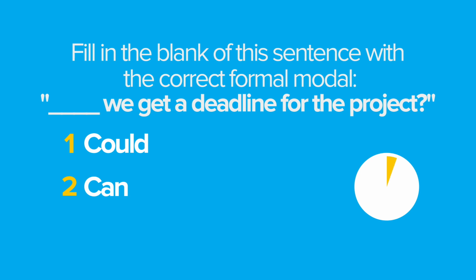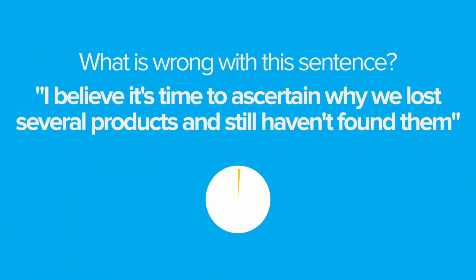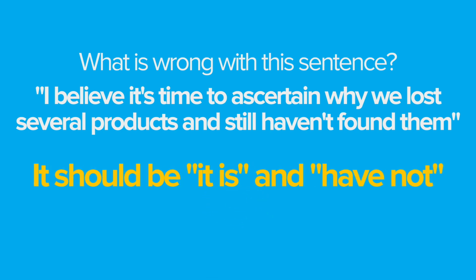Now let's go over everything we've talked about so far with a quick quiz. First, fill in the blank of this sentence with the correct formal modal. Second, what is wrong with this sentence? The answer is that it should be it is instead of it's, and have not instead of haven't. Everything else is correct. Let me know how you did on the quiz.